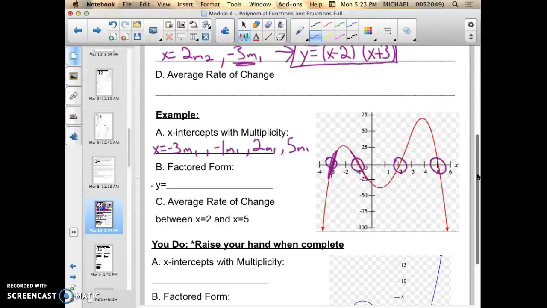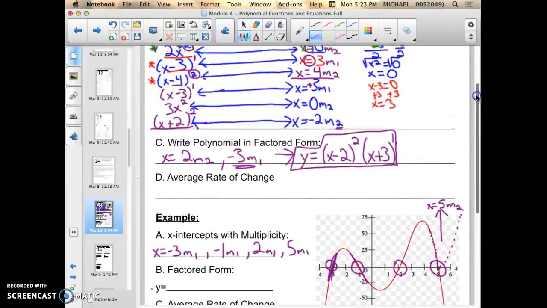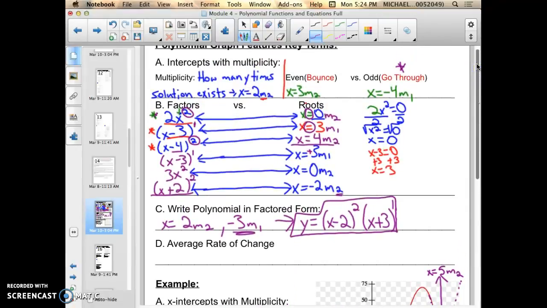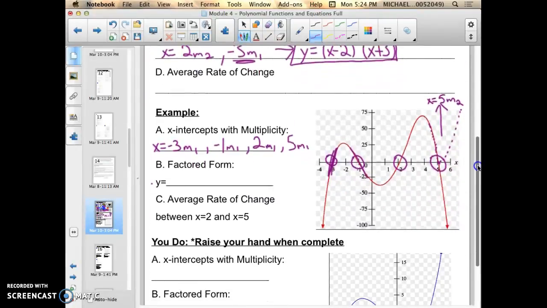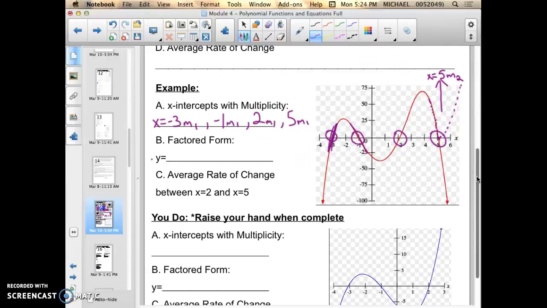Now, just for example, if this graph came down like this and bounced off there, and went back up in the same direction at this solution, then this would be x equals 5 with a multiplicity of 2, because again, even powers bounce, and 2 is an even number. That's just for examples. Please write that down and make note of it as well.